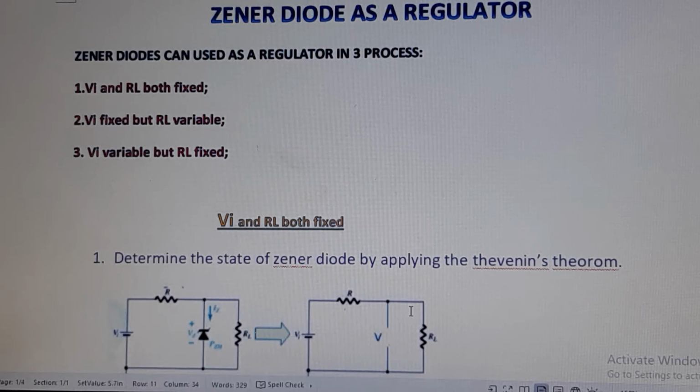Hello friends, in this video I am going to show you the use of Zener Diode as a regulator.